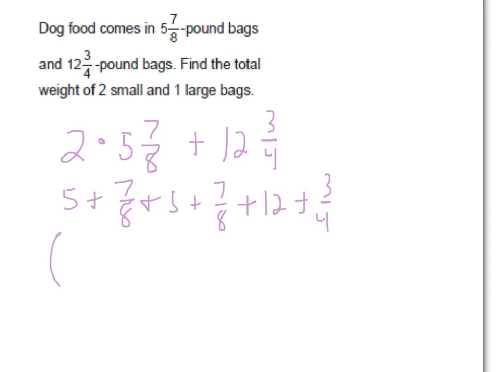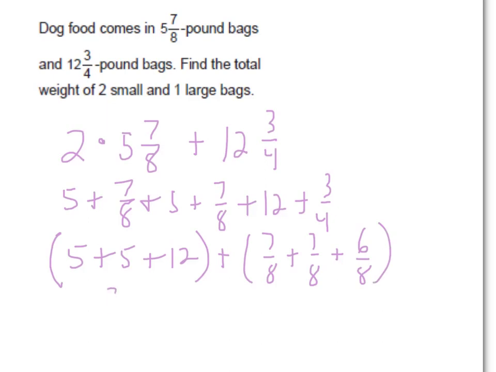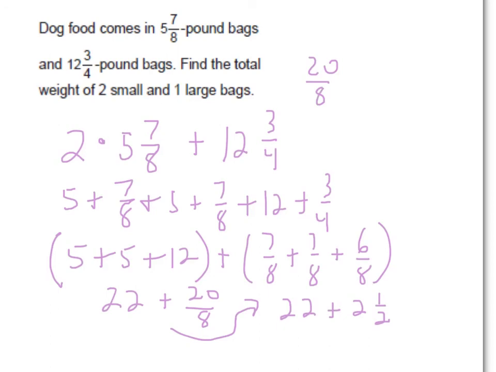So what I've got here, if I add all the whole numbers, it's 5 plus 5 plus 12, and then I'm going to add 7/8 plus 7/8. I'm going to change that 3/4 to 6/8, and that's going to get me 10 and 12 is 22, plus 14 and 6 is 20/8, and that 20/8 is going to be 2.5. So I've got 22 plus 2.5. Just to explain that, 20/8 was equal to 2 and 4/8. 16/8 is 2, and then I've got 4 more eighths, so that's where that came from. And so this all equals 24 and a half pounds of the 3 bags of dog food.